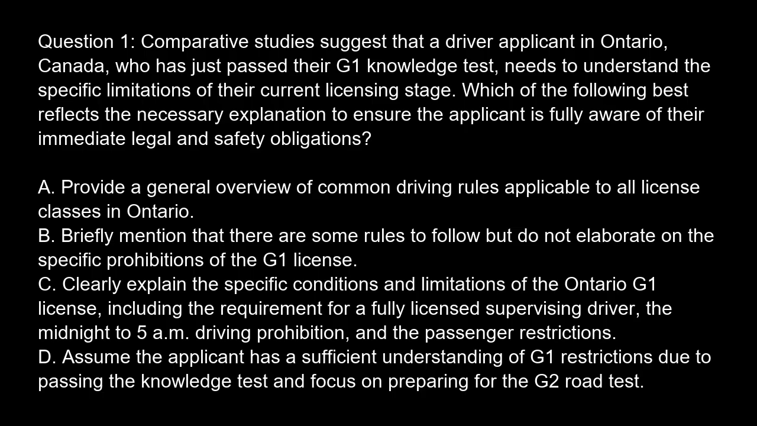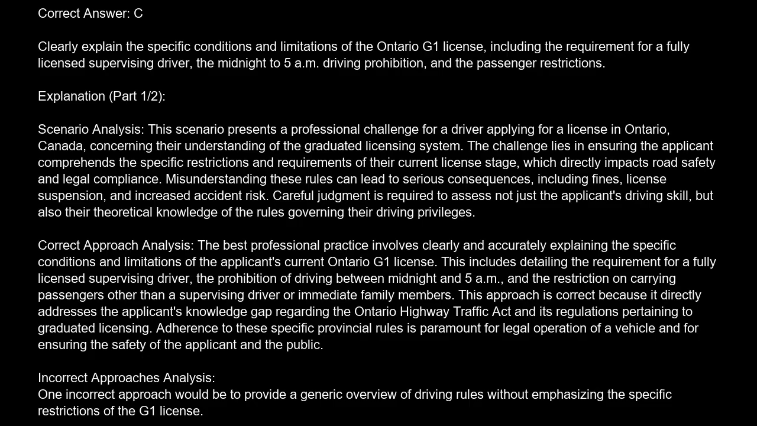Option D. Assume the applicant has a sufficient understanding of G1 restrictions due to passing the knowledge test and focus on preparing for the G2 road test. Correct answer is C. Clearly explain the specific conditions and limitations of the Ontario G1 license, including the requirement for a fully licensed supervising driver, the midnight to 5 a.m. driving prohibition, and the passenger restrictions.